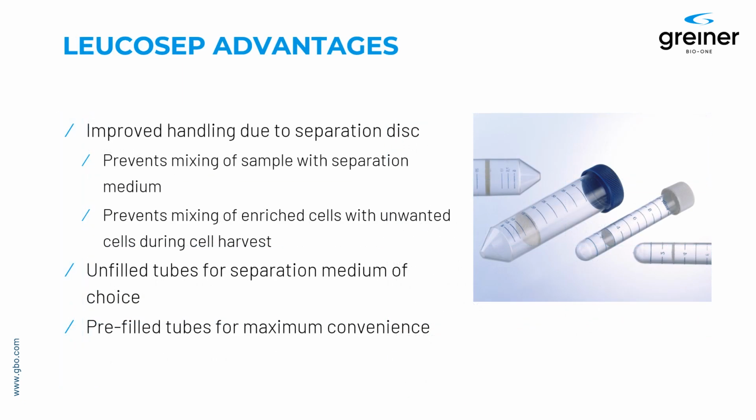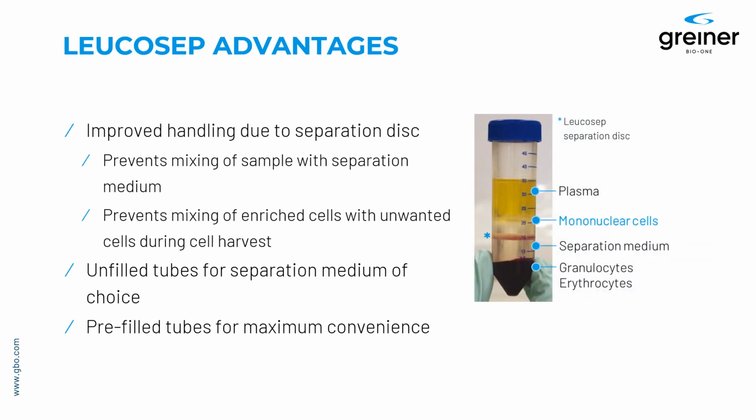A facilitation to the laborious and time-consuming procedure of overlaying the diluted blood sample are Leucosep tubes from Greiner Bio-One. The tubes have a porous separation disc that prevents the mixing of blood sample with the separation medium. The basic protocol for separation remains the same, and after centrifugation, red blood cells and granulocytes collect underneath the barrier. The enriched mononuclear cells remain above the barrier and the separation medium. In this way, the barrier also prevents mixing of enriched cells with unwanted cells during harvest. The tubes are available pre-filled and unfilled for any choice of separation medium.